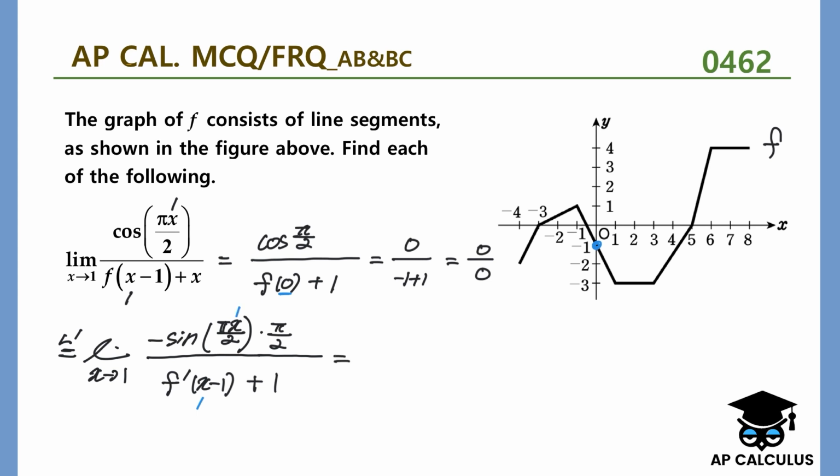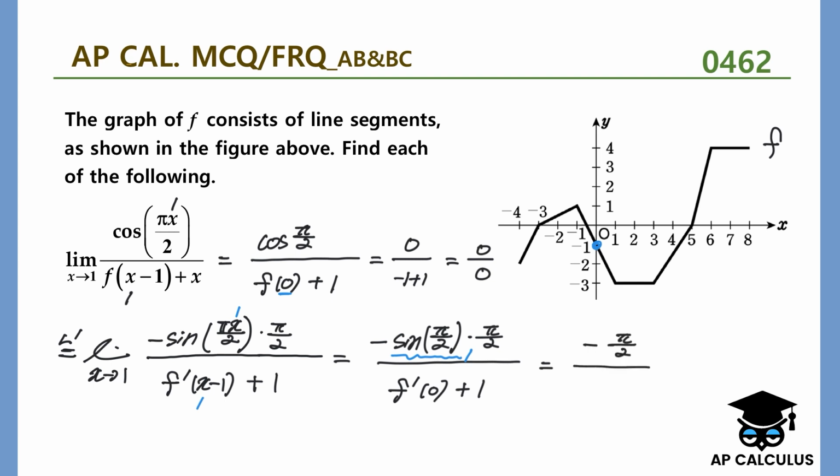So that's going to be equal to negative sine pi over 2 times pi over 2 over f prime 0 plus 1, right? So that's going to be equal to sine pi over 2. That's 1. This value right here is equal to 1. So we have a negative pi over 2 in our numerator over f prime 0. That's the slope, right? Slope of the tangent line.